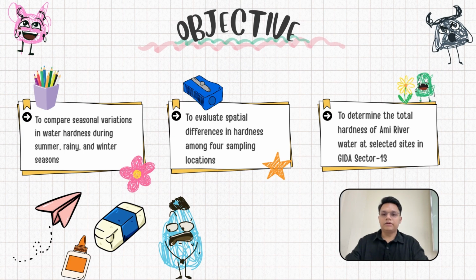The third objective is the determination of the total hardness of Ami River water, through the determination of the total hardness in the Ami River at the selected sites. By using a standard analytical method, total hardness mainly represents the combined concentration of calcium and magnesium ions present in water. Measuring total hardness provides a direct indicator of water suitability for domestic, industrial, and agricultural use.